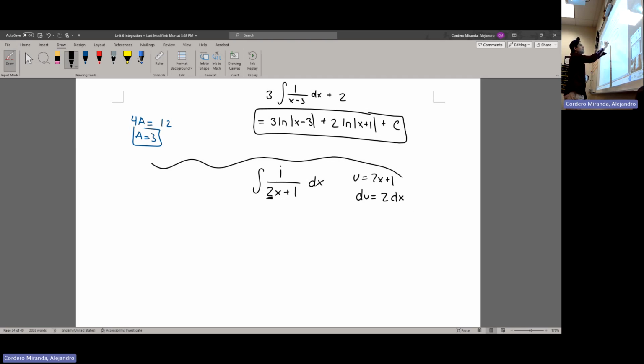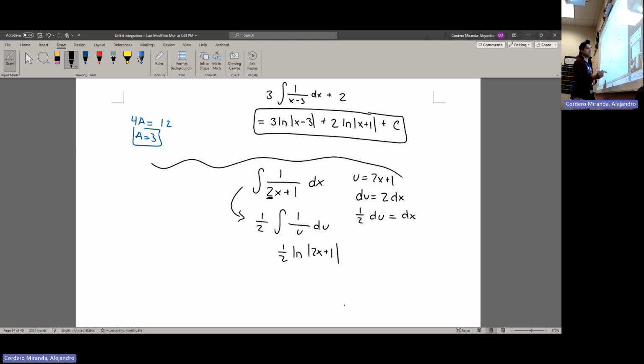And since I only see a 1 up here in the top of the fraction, I need to do 1/2 du equals dx, meaning that this integral turns into 1/2 in front, 1 over u du. So I get 1/2 natural log of 2x plus 1 plus C, which is not what you would have gotten had you just skipped the u substitution and jumped straight to the end. So there's an example where u substitution cannot be skipped. Again, in the previous problem, it was all good because the derivative of the bottom was 1. All right, last one.